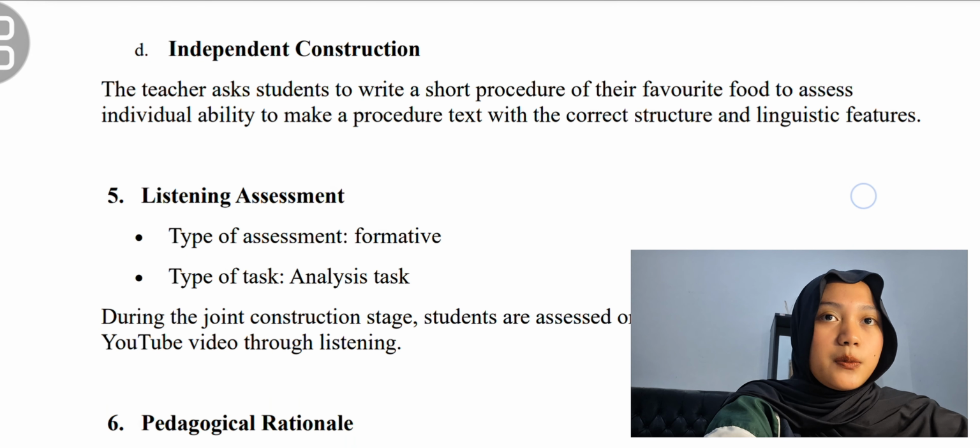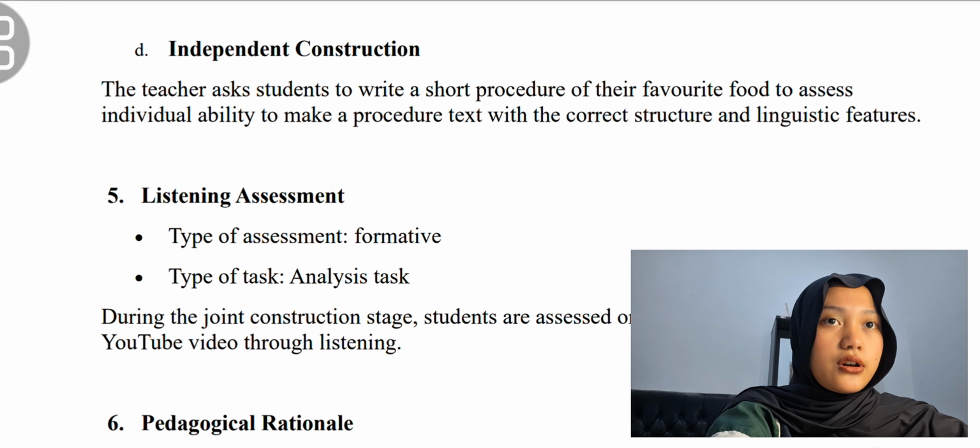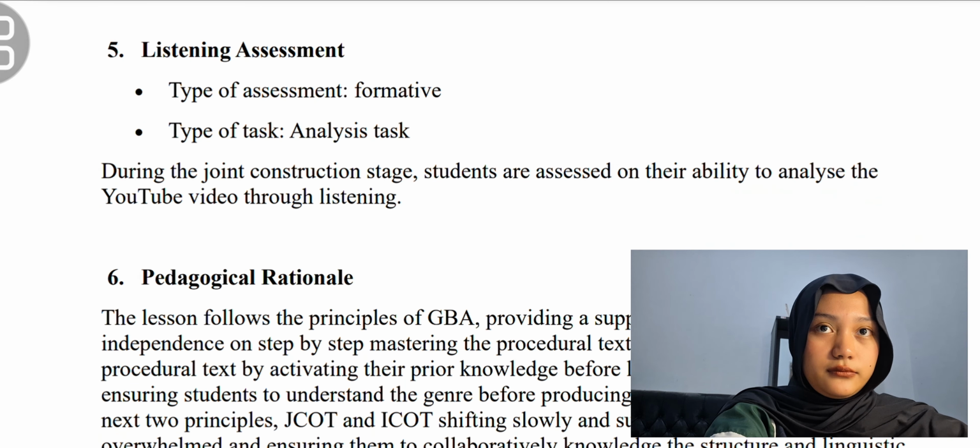The last one is independent construction. So here, the teacher asks students to write a short procedure of their favorite food to assess individual ability to make a procedure text with the correct structure and linguistic features.